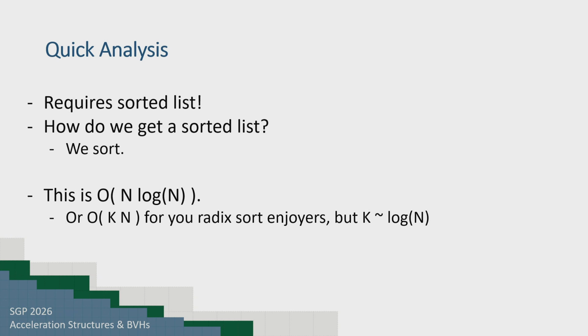Although we can hand wave a little bit and say that probably the key size is similar in size to the log n of the elements. So if you have 4 billion elements, you would have probably a key that's around 32 bits, et cetera, et cetera.